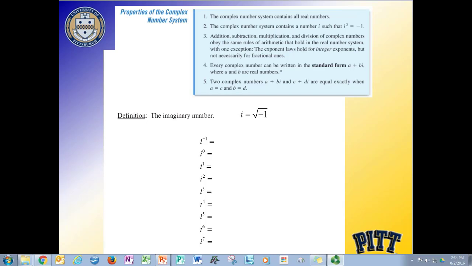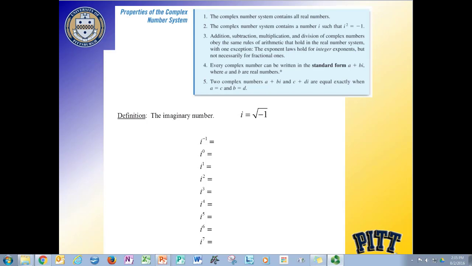The complex number system contains all real numbers. So real numbers are in the complex number system. The complex number system contains a number i such that i squared equals -1. That's its formal definition of what i is. So it's basically a number that we're defining to be so that if we square it, we end up with a negative value, -1.